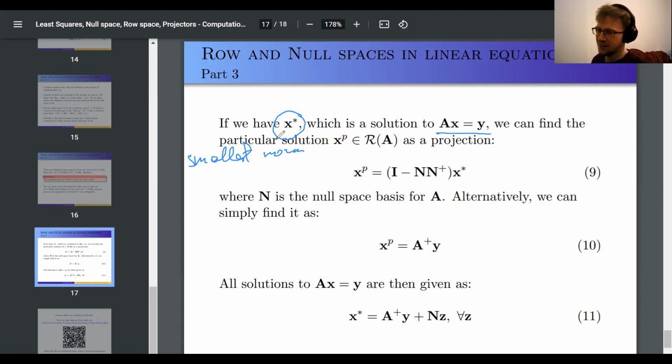So smallest norm particular solution, how do we find it? By projection. We know that it has to lie in the row space. We just proved it. And we know how to project onto the row space. How? Well, like this. We did it before, right? This is projection onto the row space. And that is a particular solution. If we don't have n, we can also do it this way.